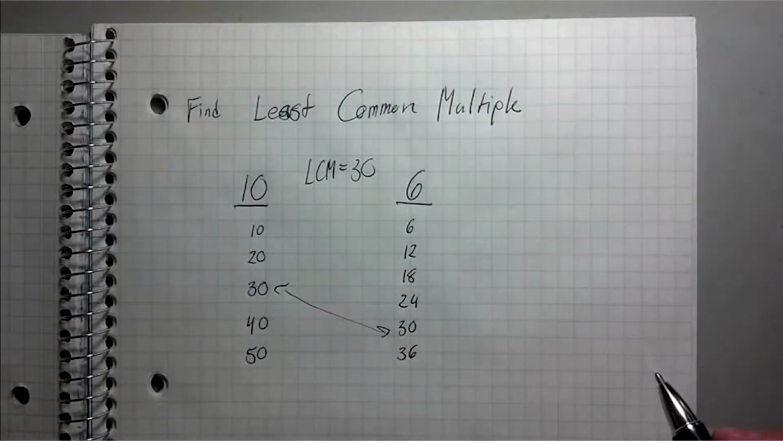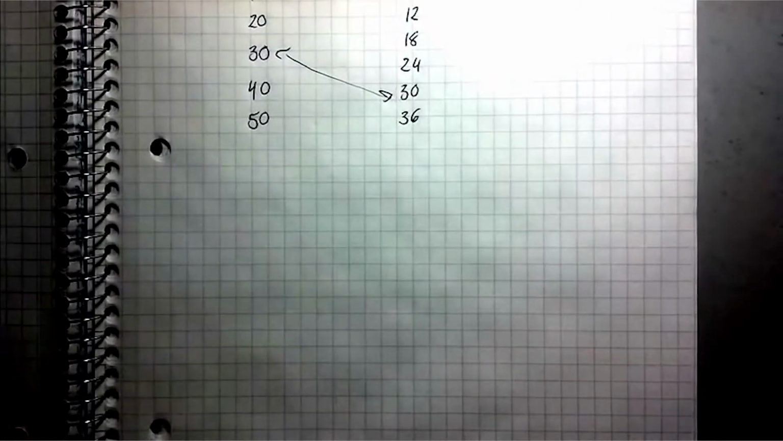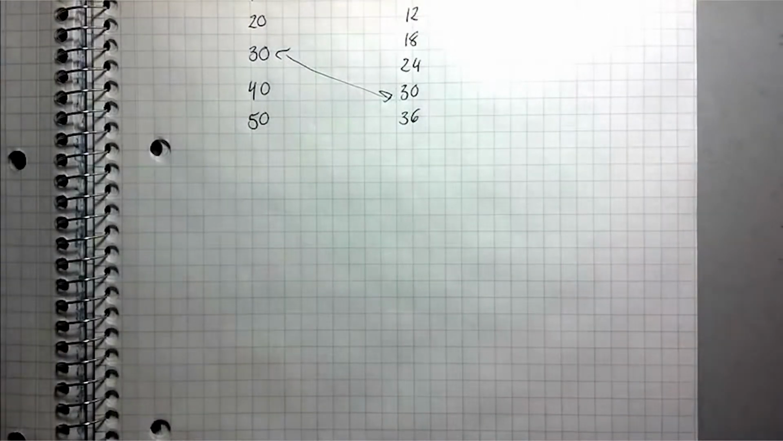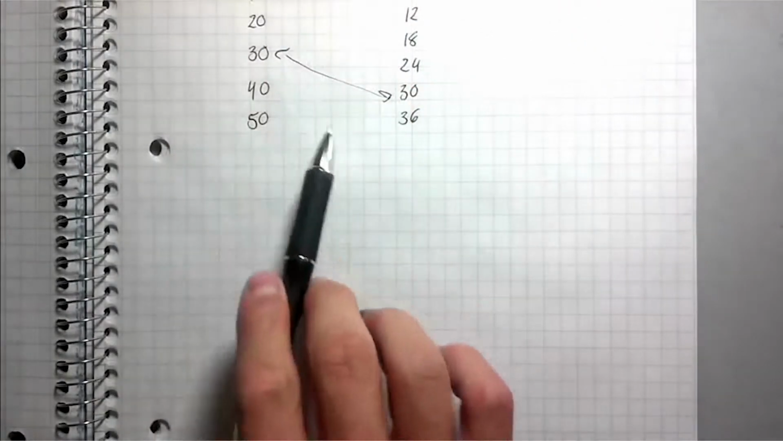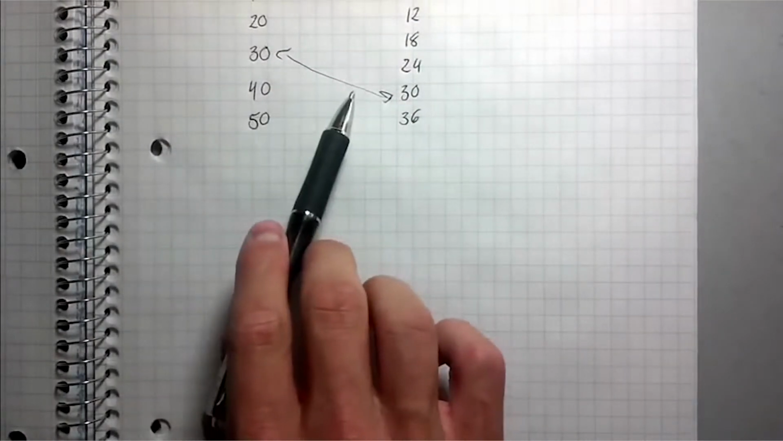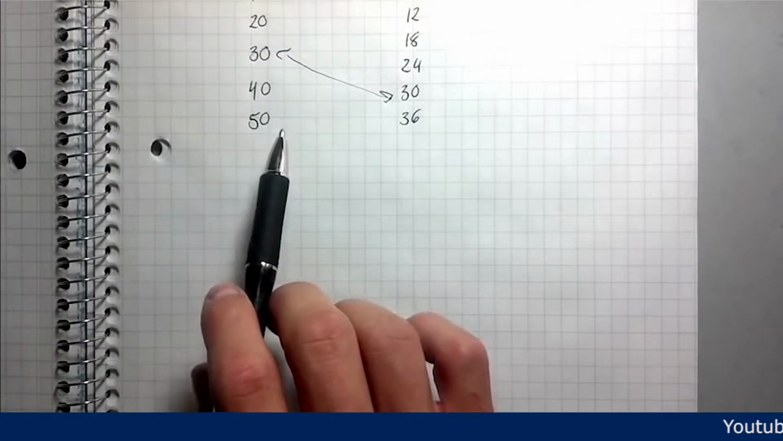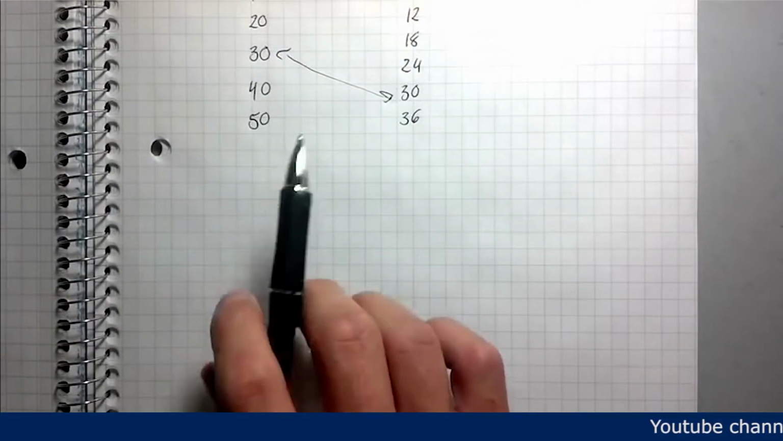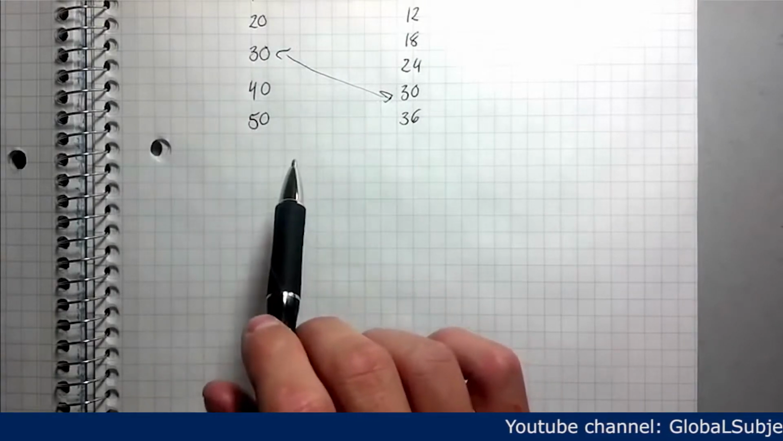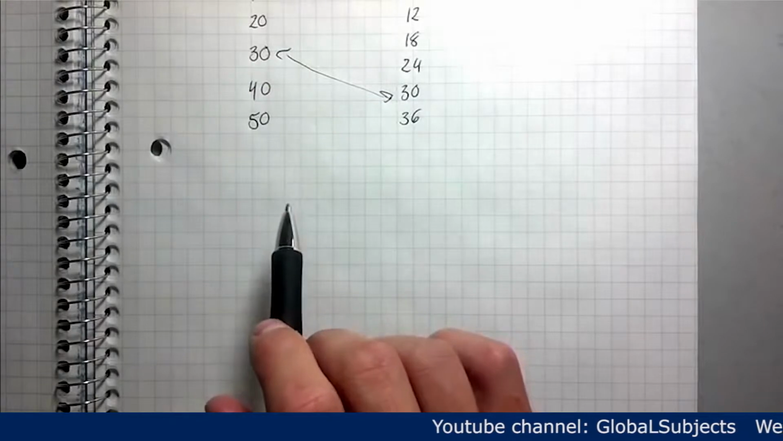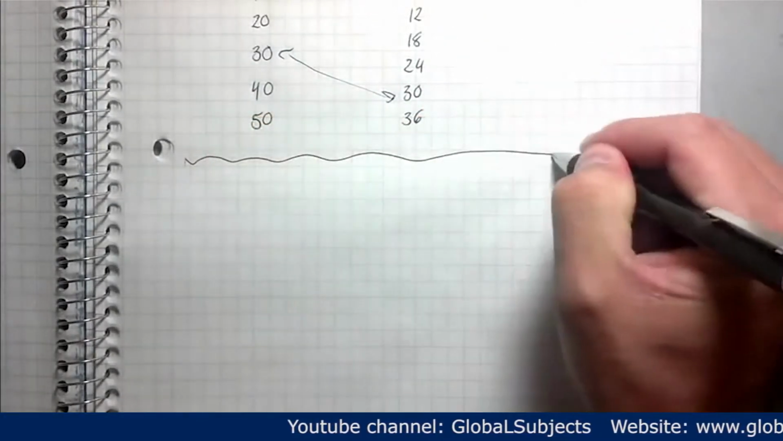Okay, so that's one example. So let's do another one, all right? Oh, and by the way, did you notice that 10 times 6 is actually 60? It's not 30. Some people think that to find the least common multiple, you just have to multiply the numbers. Now that works sometimes, but sometimes you can get a smaller number. So I'm going to give you an example. This next example is going to illustrate a case in which you just simply multiply the numbers to get the least common multiple.